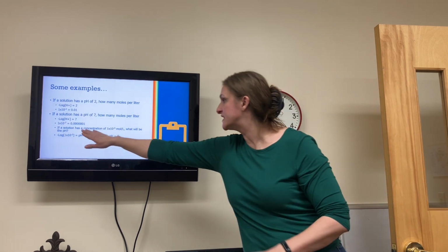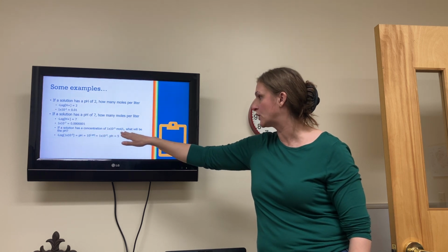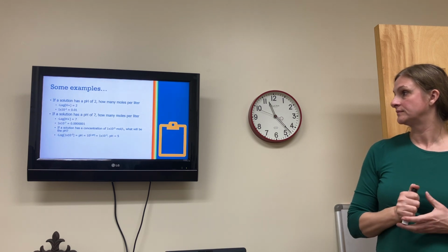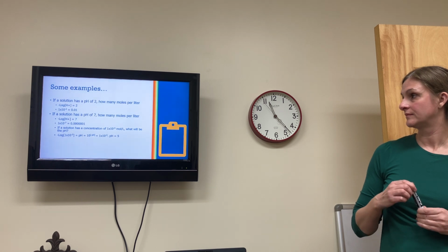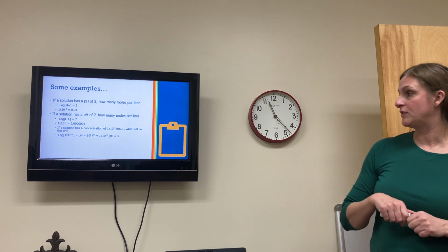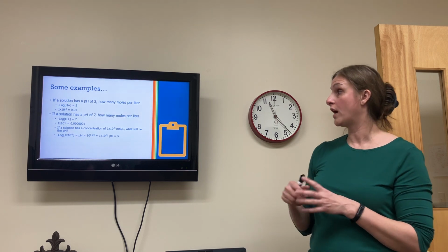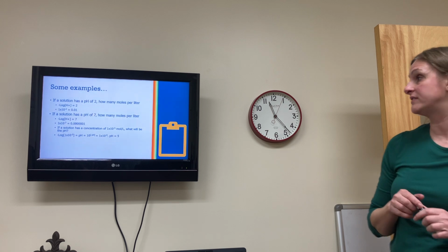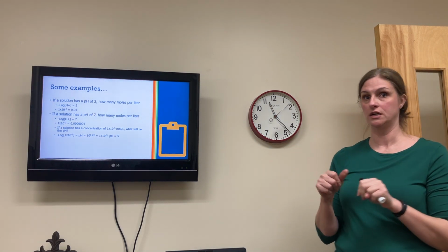Move closer. So it says if a solution has a concentration of 1 times 10 to the negative 5 moles per liter, what will be the pH? So I'm either going to give you the concentration of the hydrogen ion, and you're going to take the log, or I'm going to give you the pH, and you're going to have to tell me the concentration of hydrogen ions by taking the anti-log.